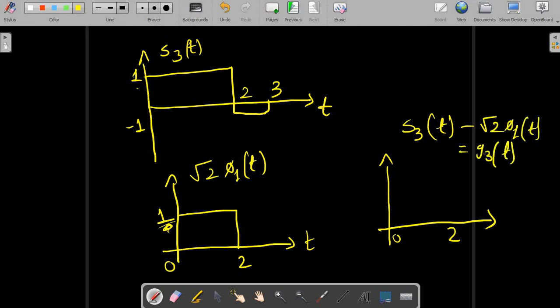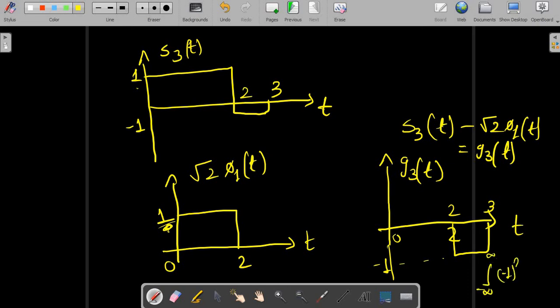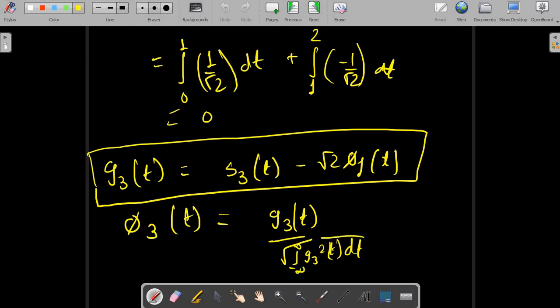And we need to find its energy. So we are just left with 2 to 3, and the magnitude here is minus. So now we can easily calculate the energy of this G3 of t. Simply we will be integrating minus 1 squared from 2 to 3, I'm just writing quickly, dt. So we will have 3 minus 2, which is nothing but 1. So at the end we are left with this term as 1.